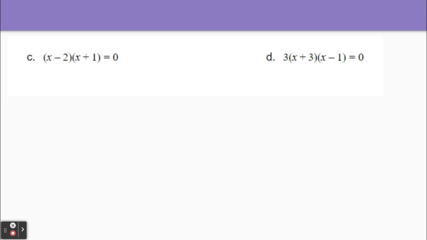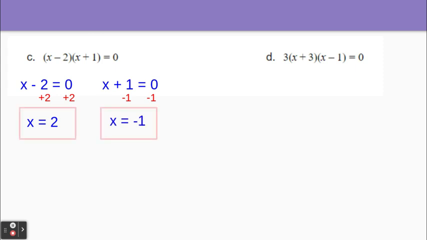All right, let's continue. Go ahead and try these on your own. These are already factored. Go ahead and set each part equal to 0 to solve. Okay, so there are 2 factors here. There's the multiplication. Set them equal to 0 and solve them separately. Add 2. And on the right, subtract 1.